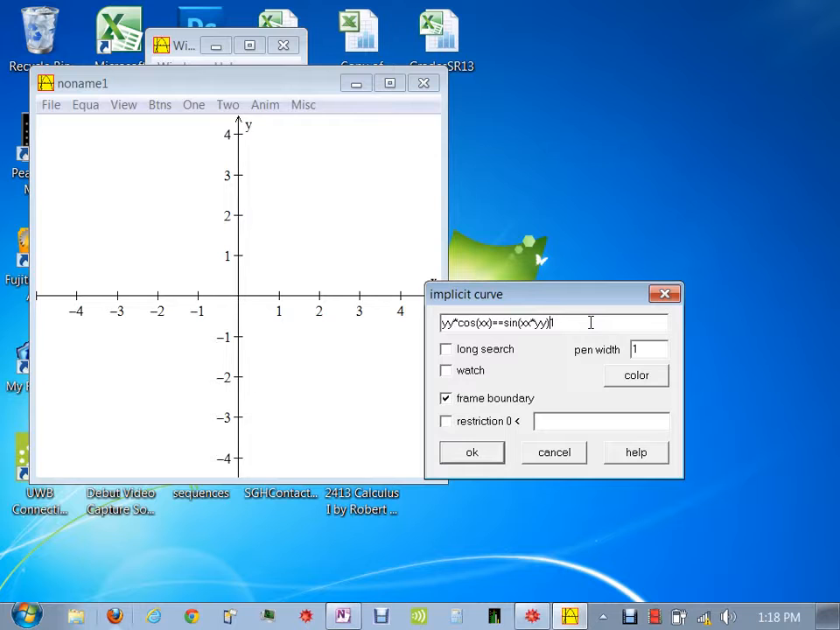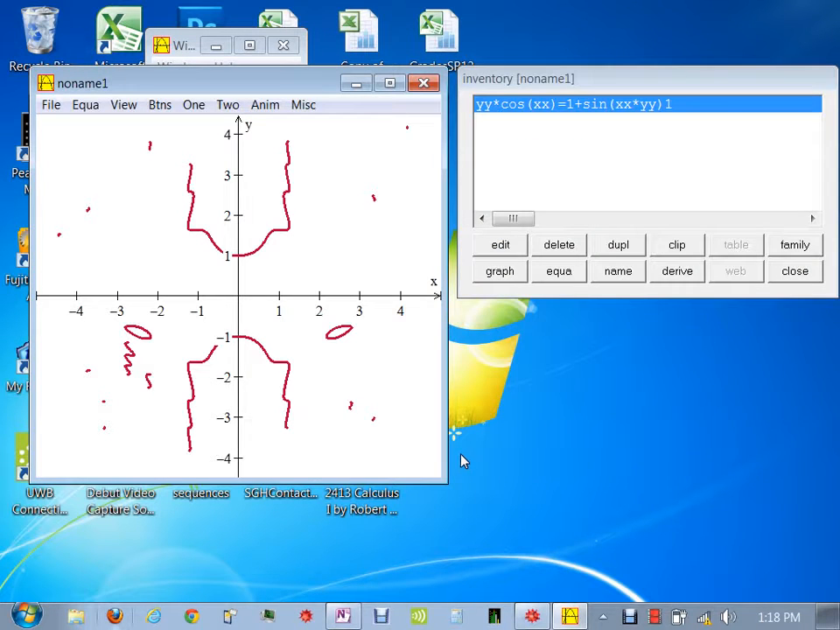I know that looks weird. Oops. One plus I think that's it. Whoa, that's crazy, right? I mean, that's pretty cool looking. Wouldn't you say? That's kind of weird. It's abstract art.